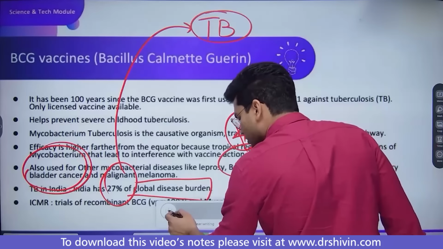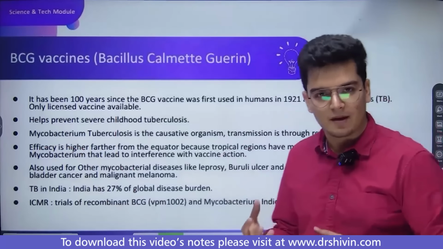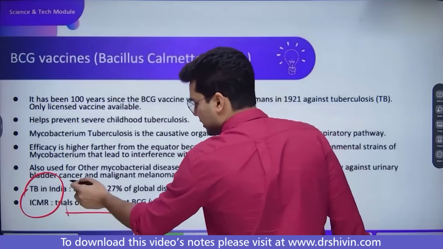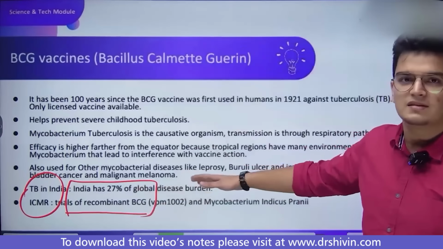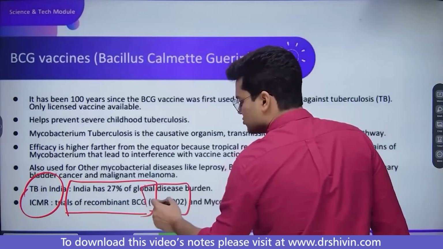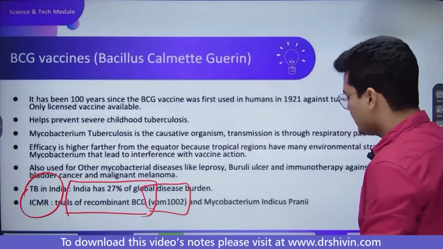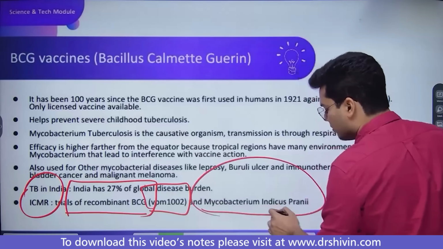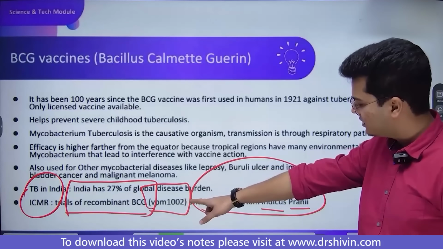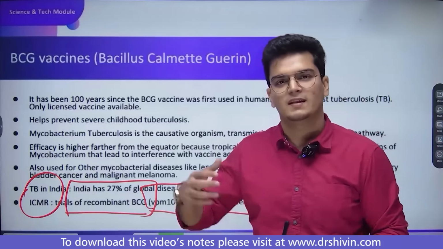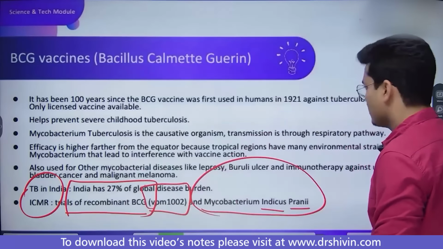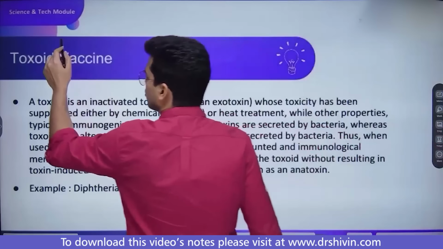Now, India has also earned certain research money. We are developing, our country is growing. So the Indian Council of Medical Research is now taking trials of recombinant BCG vaccine, which is called VPM 1002. The name is written here also in the one pager. And MIP vaccine, called Mycobacterium indicus pranii. Again, you don't need to know the detail here, just the name. VPM 1002 and MIP, these are new vaccines that the Indian Council of Medical Research, ICMR, is trialing. Okay. Now there is toxoid vaccine.